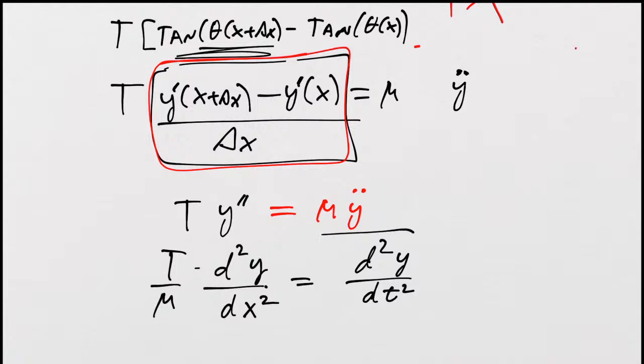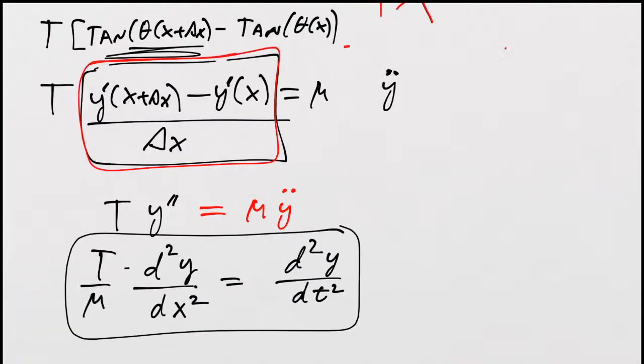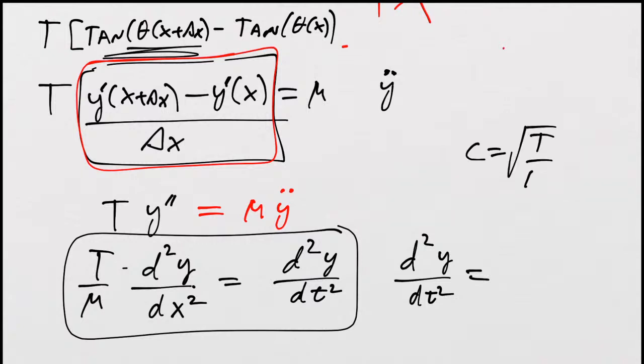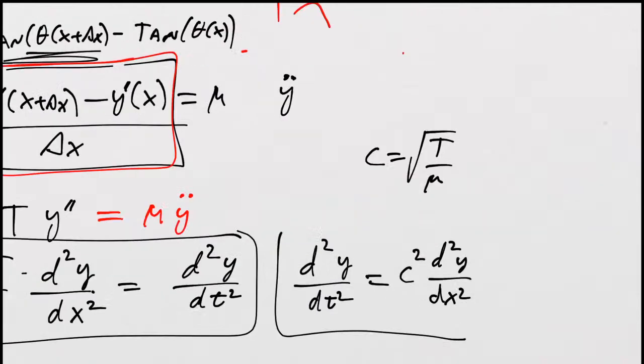It's often written in a slightly different form, usually with the time on the left, so it'd be d squared y dt squared equals, and then we define a number c, which is the square root of the tension over the mass density. And then we write c squared d squared y dx squared. And that is the governing partial, well, shoot, another problem here.